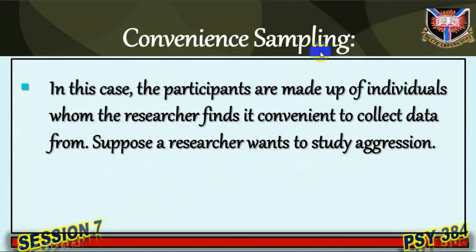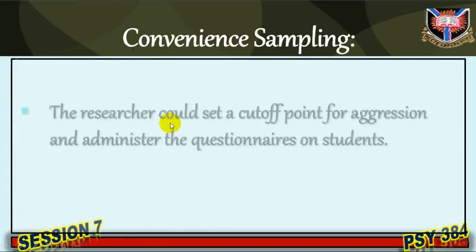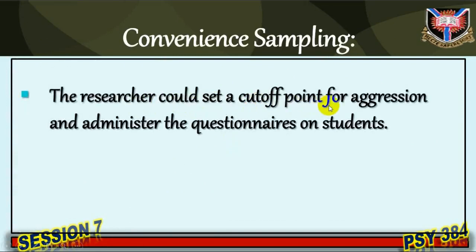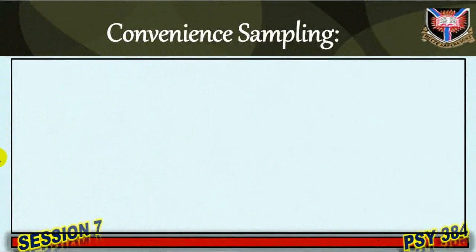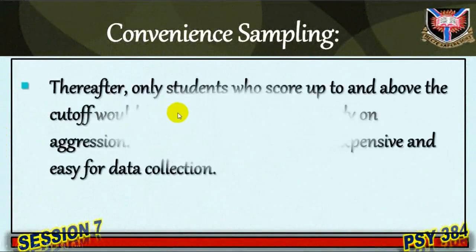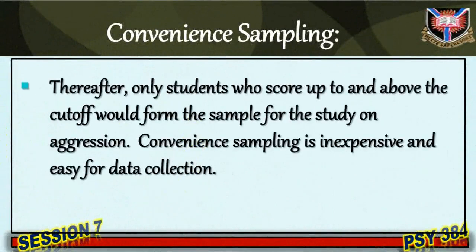Convenience sampling. In this case, the participants are made up of individuals whom the researcher finds it convenient to collect data from. Suppose a researcher wants to study aggression. The researcher could set a cut-off point for aggression and administer the questionnaires on students. Thereafter, only students who score up to and above the cut-off will form the sample for the study on aggression.